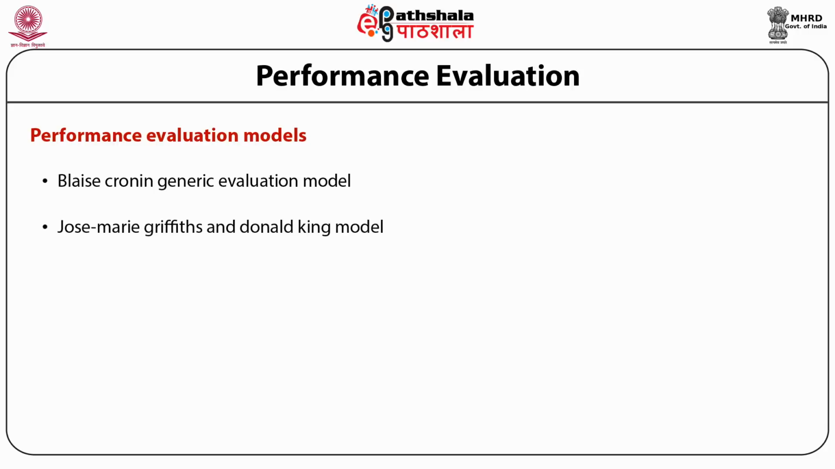Jose Marie Griffith and Donald King model suggests 5 evaluation perspectives, which are the library, users, organization to which the library belongs, industry and society. And one of the oldest and most frequently used evaluation models in libraries is Orr's evaluation model. Here the input, process, output and outcome model is applicable in a public library setting as well.